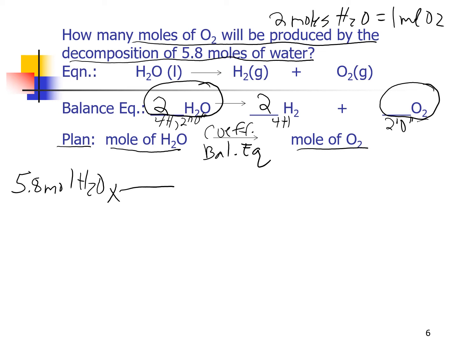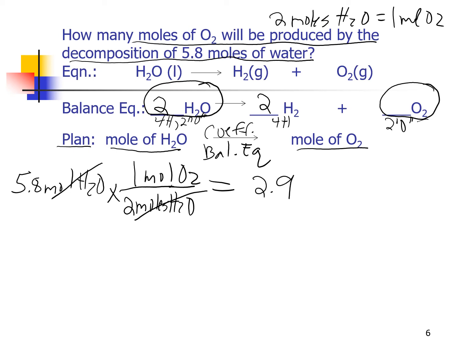And again, that equality I create a conversion factor for. I want moles of water at the bottom. So I have 2 moles of H2O. And at the top I have 1 mole of oxygen. 2 moles of water. I can cancel the moles of water. So 5.8 divided by 2 gives me 2.9 moles of oxygen.